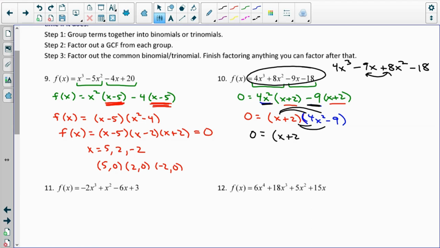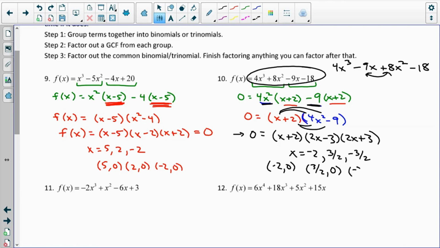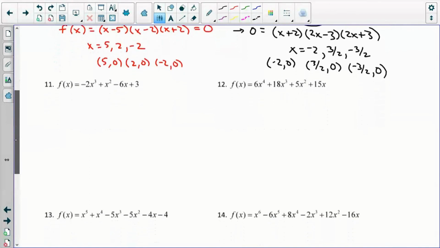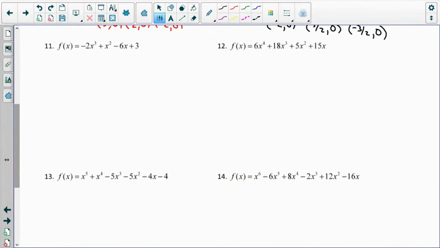So I have x plus 2, and then 4x squared minus 9 is the difference of two perfect squares. So that's (2x minus 3)(2x plus 3). I end up with x equals -2, 3 halves, and -3 halves. So if I were asked for solving this equation, that would be what I get. But since I'm asked for x-intercepts, I'm going to write it as (-2, 0), (3/2, 0), and (-3/2, 0). I'm going to go a lot quicker through the last 4, but I do want to give you as many examples as I can.